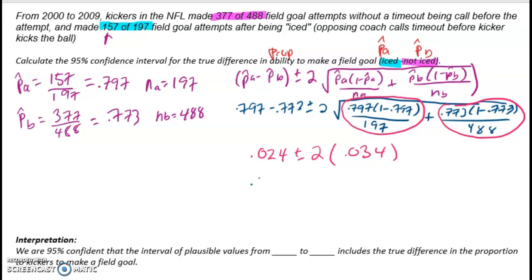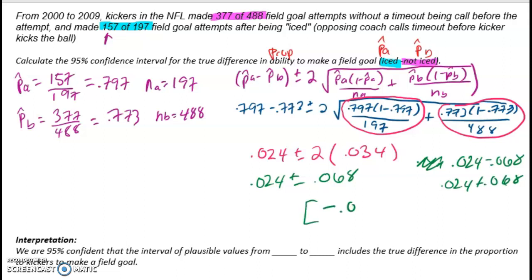So 0.024 plus or minus, multiply the 2 by the 0.034, which is going to give me 0.068. Okay, so 0.024 minus 0.068 and 0.024 plus 0.068. That's going to give me my interval, negative 0.044 to 0.092. Okay, so that's the confidence interval for two proportions.